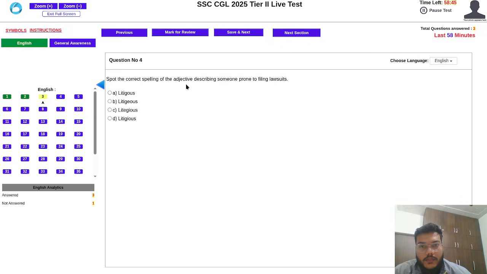Spot the correct spelling of that adjective, except someone prone to filing lawsuits. Litigious. ये गलत है. Litigious is very litigious. Litigious.